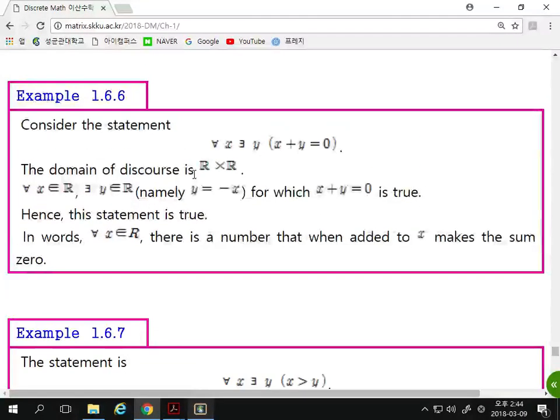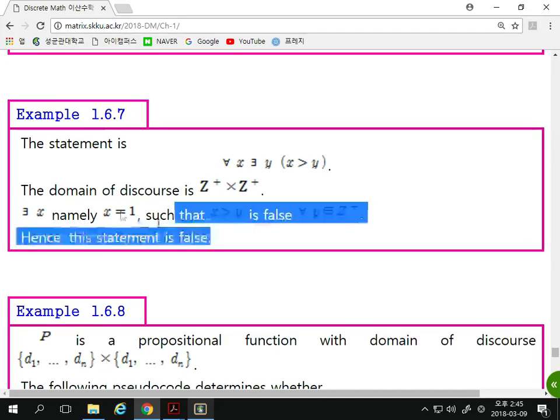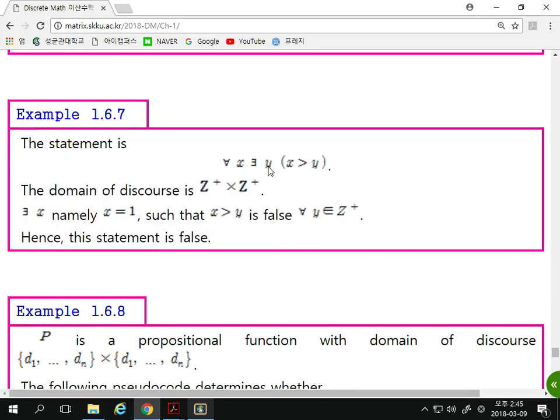It's the way. But there are many, many examples. What about this statement? The domain of this course is Z plus cross Z plus. There is x, namely x is equal to 1, such that x is bigger than y, then it's false for all y in Z plus, hence the statement is false. This is an example of a false statement. For all x, there exists y such that x is bigger than y.